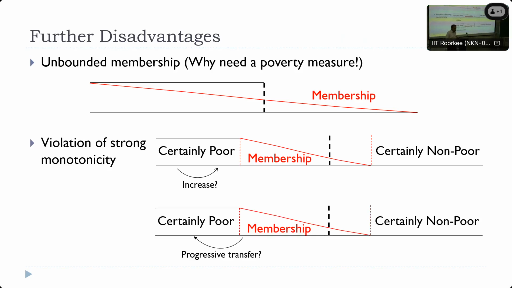What will happen? You take some money from this richer poor and give it to a poorer poor. This poorer poor's income does not reflect any increase, right? Does it? No, because the membership is all 1. On the other hand, here you have a reduction, so these guys' membership increases. So overall poverty decreases because of a progressive transfer.